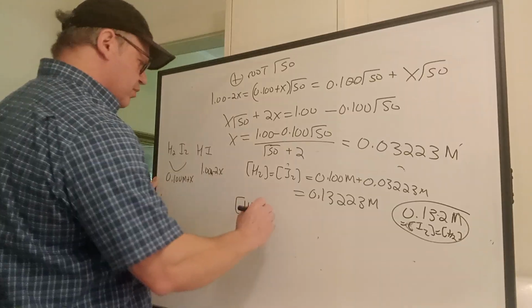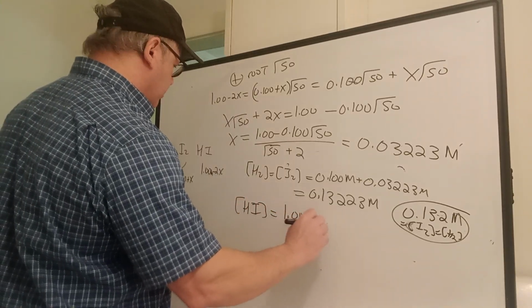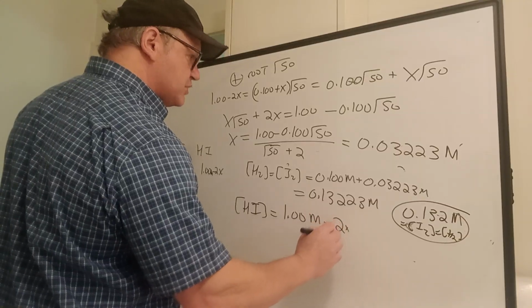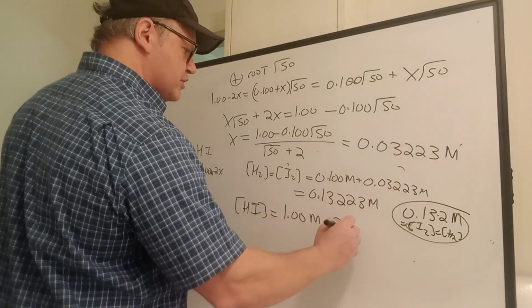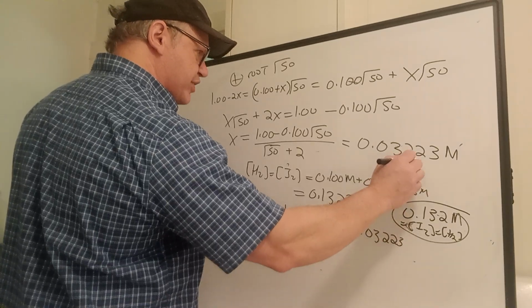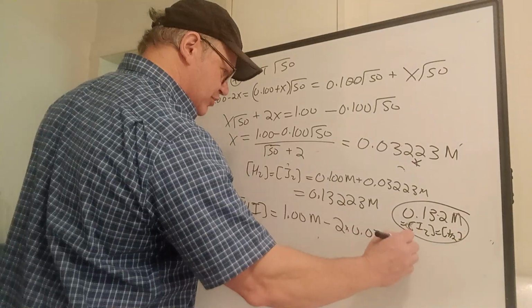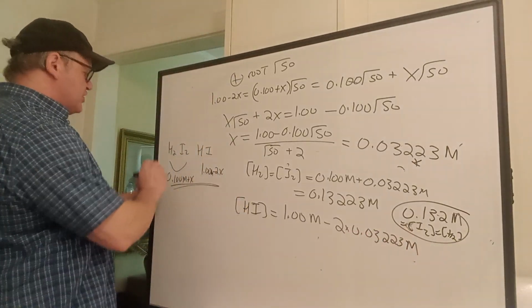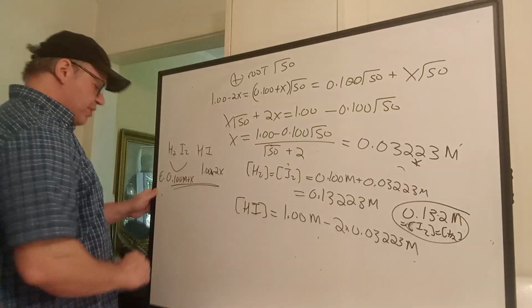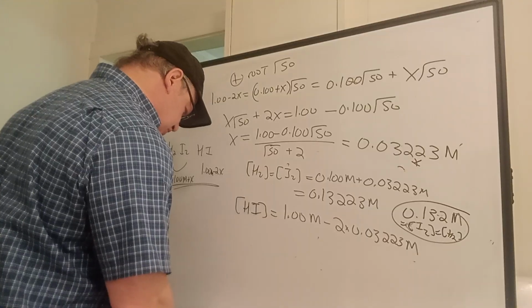If we're correct, those would be, for HI, we've got 1.00 molar minus 2 times this number, 0.03223. I'll put a little asterisk here. A lot of times people put that as the answer. That's not the answer. The answer is what you get after doing the mathematical operations in that equilibrium step on your table, or whatever your equivalent algebraic representation is.